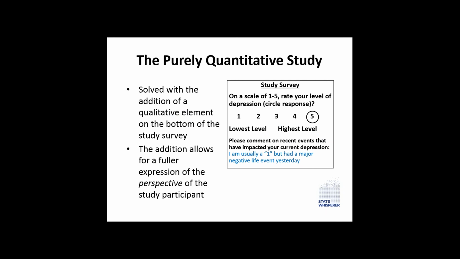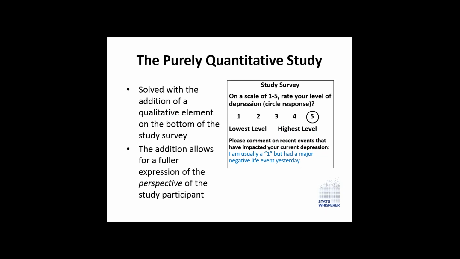So if we just added a little qualitative piece to the bottom of the survey, and we said, right, and then that's the other thing, we have to give everyone a chance to say it because probably if one person wrote it, 10 other people have the same experience and probably didn't write it, right? So you just give a little space, ask if you would like to make a comment. Is there anything that happened lately that impacted your depression?